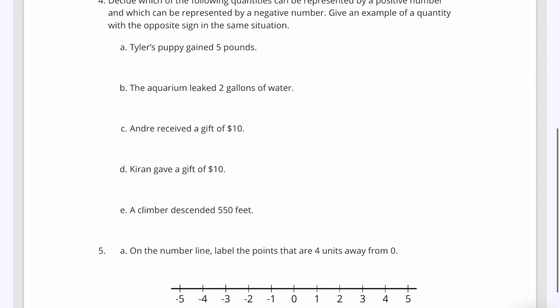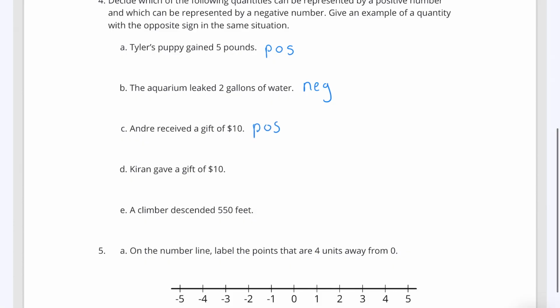Decide which of the following quantities can be represented by a positive number and which can be represented by a negative number. Give an example of a quantity with the opposite sign in the same situation. Tyler's puppy gained 5 pounds. That would be represented with a positive number, and the opposite of that would be Tyler's puppy losing 5 pounds. The aquarium leaked 2 gallons of water. Leaking water would be a negative number, and the opposite of that would be the aquarium gaining 2 gallons of water.